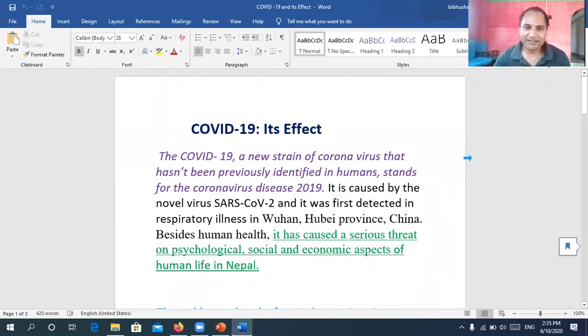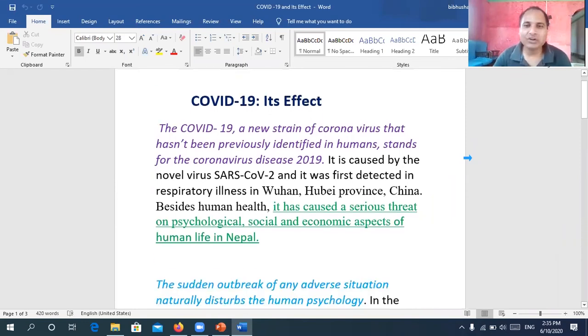And then look at this. It has caused a serious threat on psychological, social and economic aspects of human life in Nepal. If this is the thesis statement, then in this essay, we are not talking about more than the psychological aspect, social aspect and economic aspects of human life. We are not talking about anything else. We are only talking about the effect, okay? We are not talking anything else.